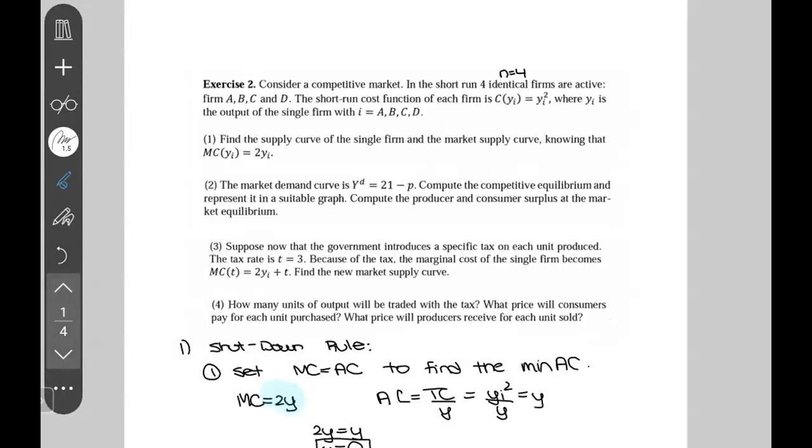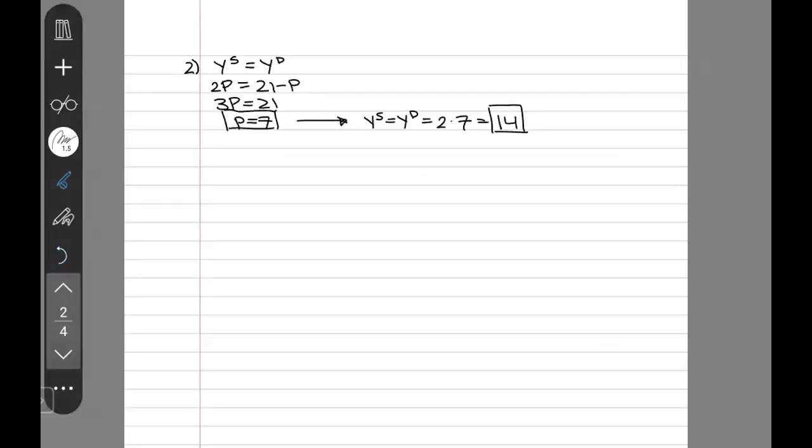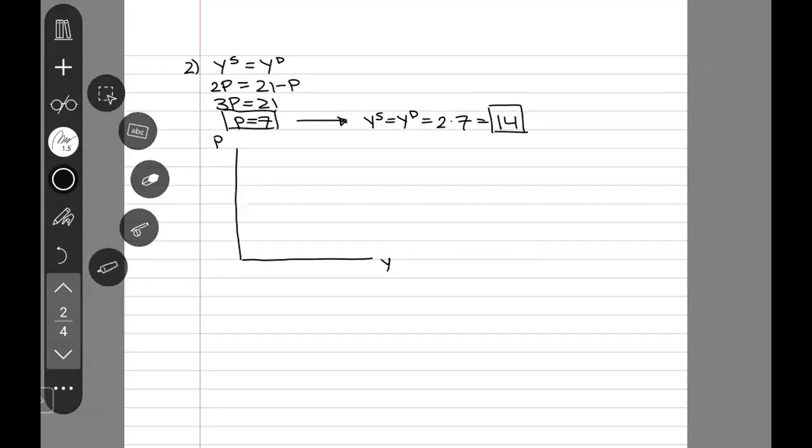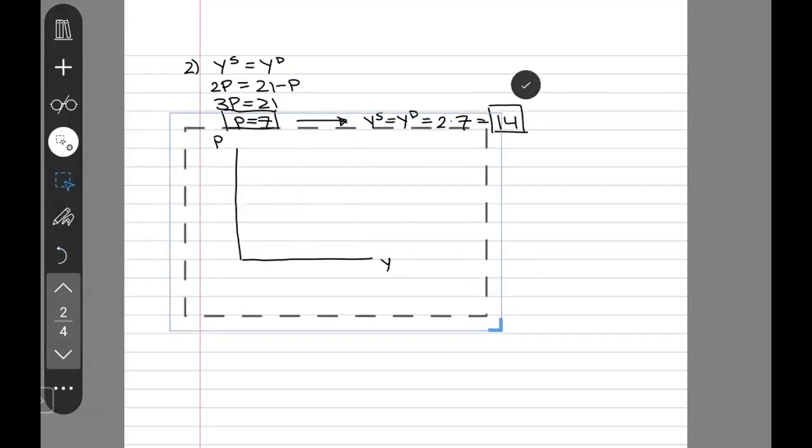So they want us to represent it on a graph. So for the graph, we're going to put the quantity on the x-axis, so that's y, and then the price on the y. And so to graph it properly, you'd have to actually find the inverse supply and the inverse demand functions, because you need to solve for p in order to be able to graph it somewhat accurately.